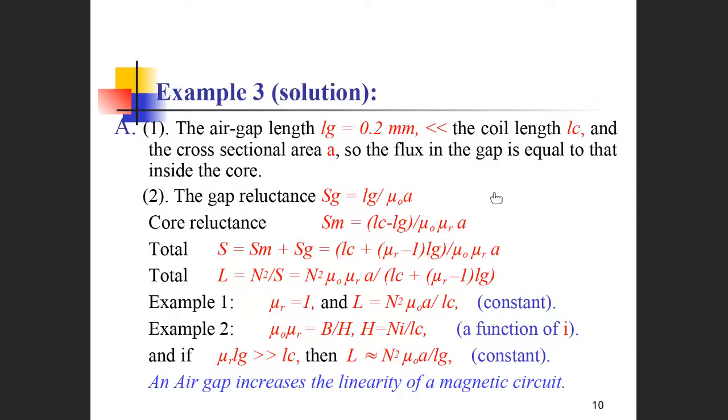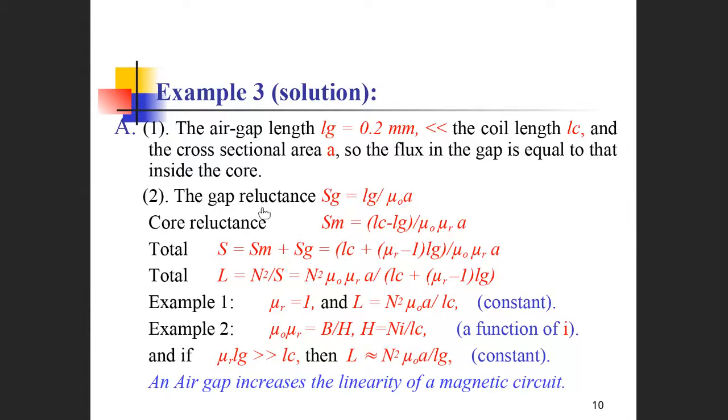So we just follow what I just talked about to give you a summary of the calculation procedures. The air gap length in the ring is 0.2 millimeters, which is much smaller than the core length. And with the cross-section area A, the flux in the air gap can be equal to that inside the core.